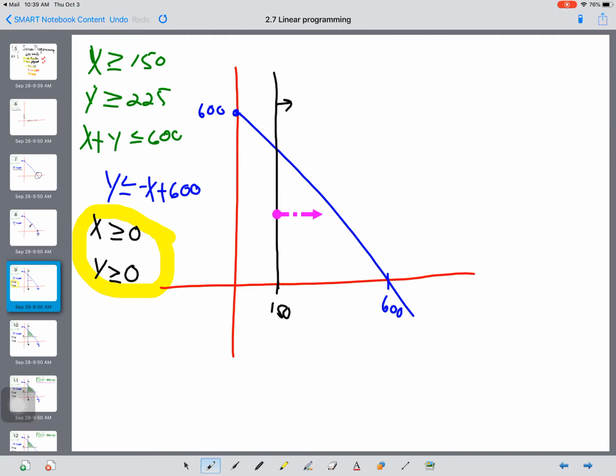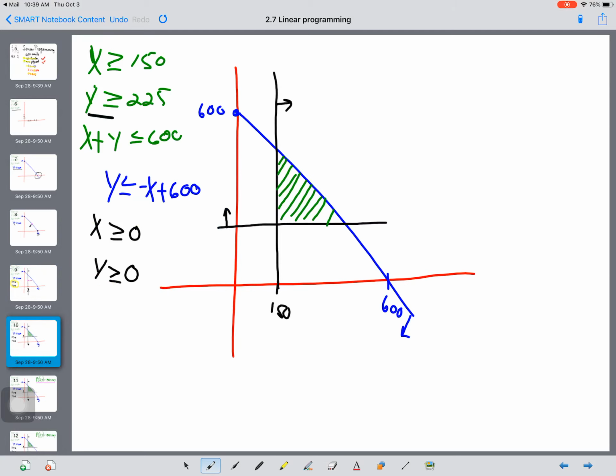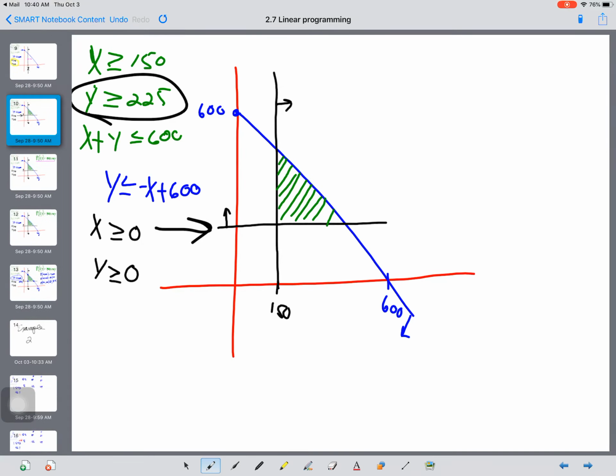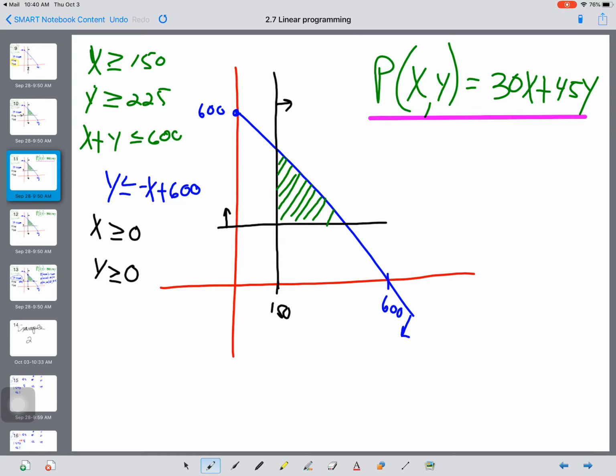In this particular case, it doesn't matter because we also have the constraint that x has to be greater than or equal to 150. So that's where that line comes in. And we also have the constraint that y's got to be greater than or equal to 225. That's where that one comes from. So look at how this plays out then. What it's created is a closed polygonal convex plane, or polygon, sorry.